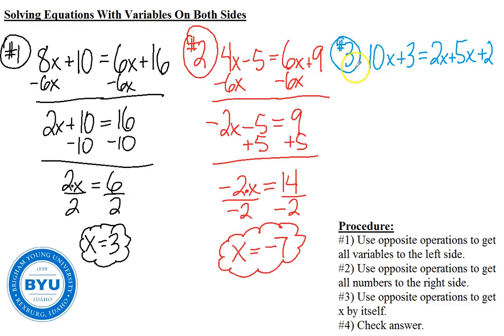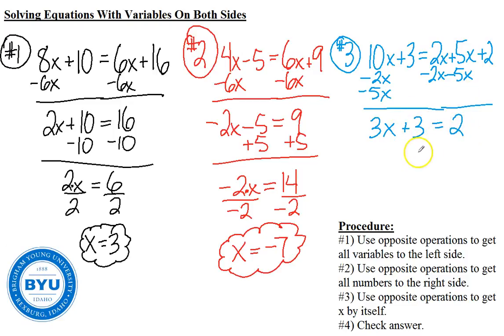The last one, number 3. I've got a 2x and a 5x. I'm going to have to minus both those over. So I'm going to do a minus 2x and a minus 5x here on the left side. So I had 10x, I minus 2x, and then I minus 5x. That leaves me with 3x plus 3 equals 2.